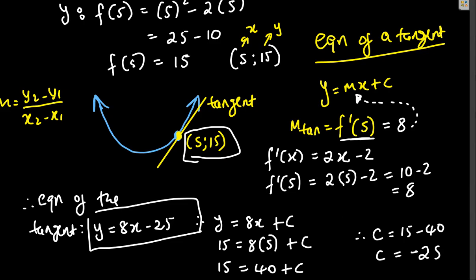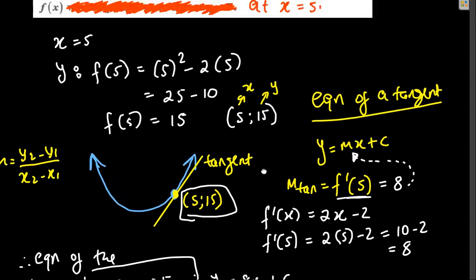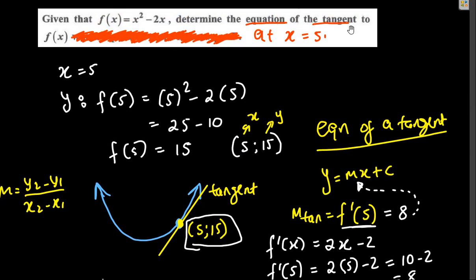Okay, so that is the general procedure, good people. Whenever they want the equation of a tangent to f at a certain point, and that point is this one, they want to know what is the equation of this tangent. So it means the equation of this tangent here, this line, has the equation y is equal to 8x minus 25. That is a tangent line.